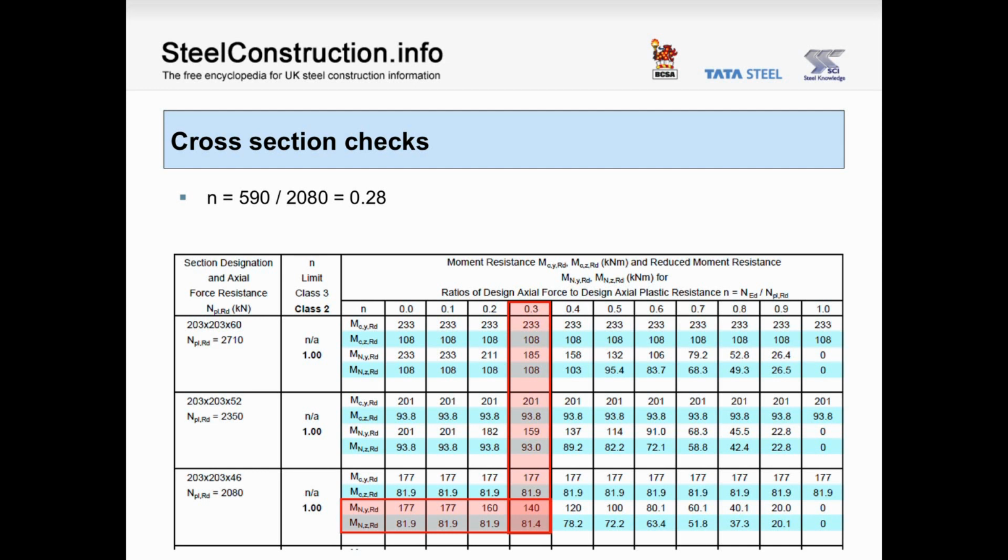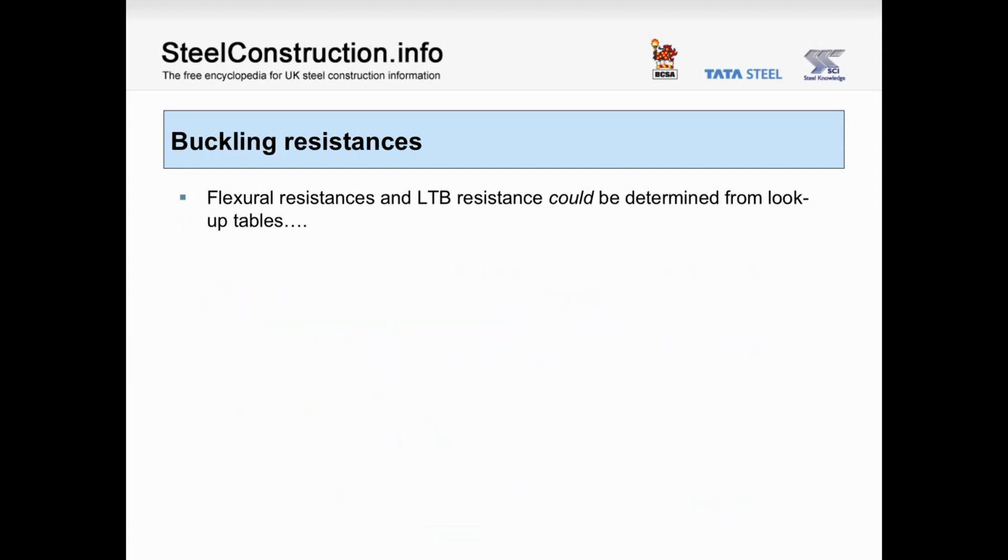So selecting the ratio of 0.3, we can see that the major axis resistance is 140 kilonewton meters and the minor axis resistance is 81.4 kilonewton meters. Both of those comfortably exceed the applied moments, and therefore the cross-sectional resistance in bending is fine.